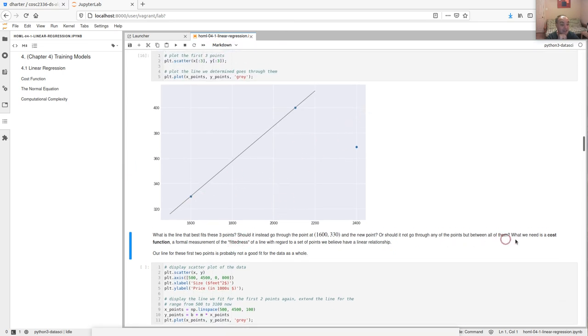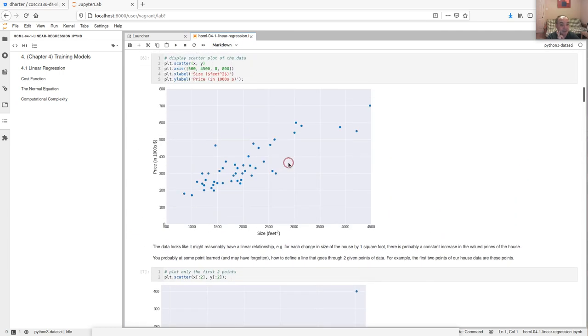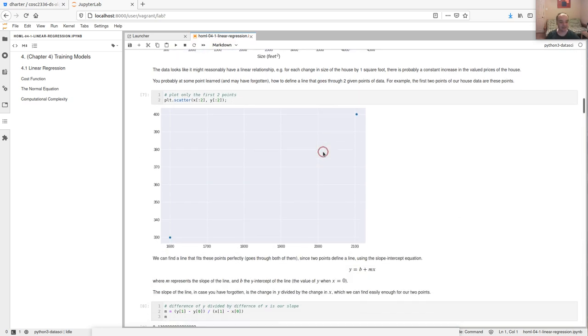We have to come up with a definition, and that's what the cost function is, okay? The cost function is an attempt to define which line is the best fit for these 3 points, or for an arbitrary number of points. Like for all these, I think there's like 40 some points in total in this example data set that we're using here. All right.